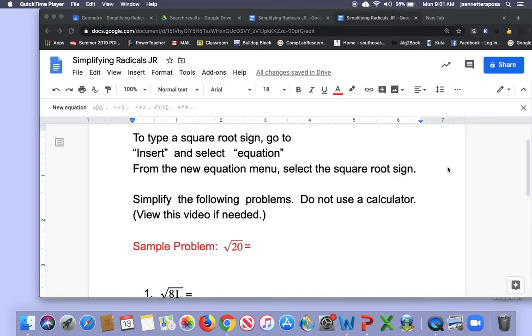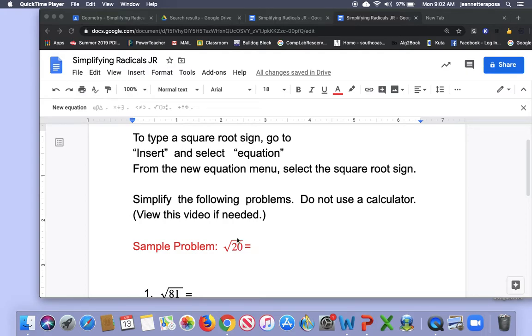I'm going to quickly show you how you can type in radical expressions or square root expressions into your Google Doc. Remember, you can always just write it out on paper and send it by taking a picture of your work and sending it through email too. But if you want to type in the Google Doc and submit it that way, this is how you would do so.